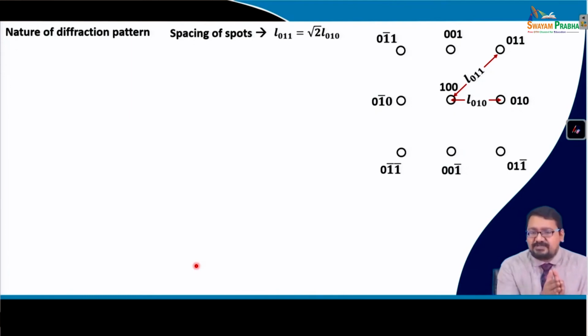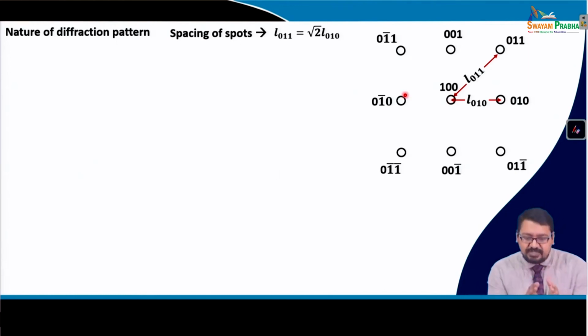If we look into the nature of the diffraction pattern, there are spots. So, this is 100 and this is the direct beam which is parallel to the zone axis which was kept 100, right, and this is the distance from the 010 plane which is parallel to the electron beam, and the 011 plane which is parallel to the electron beam. And if you look into the spacing of the spots between 100 and 011 and between 100 and 010, the spacing between 100 and 011 is given by L011, and between 100 and 010 is given by L010. So, L011 is basically equal to root 2 L010, and we can see it from the figure.